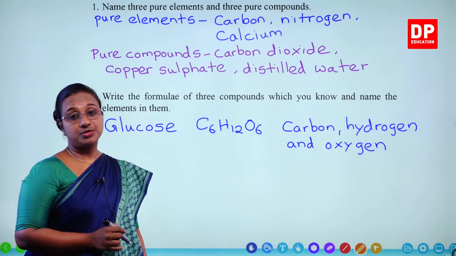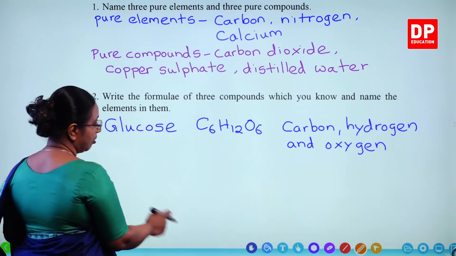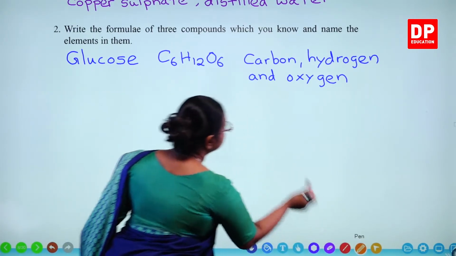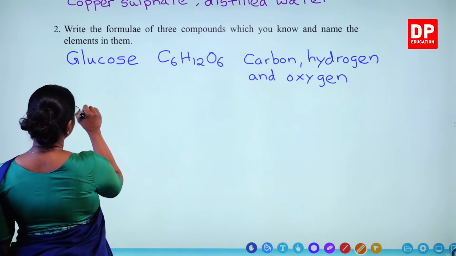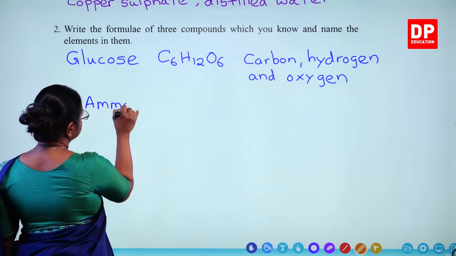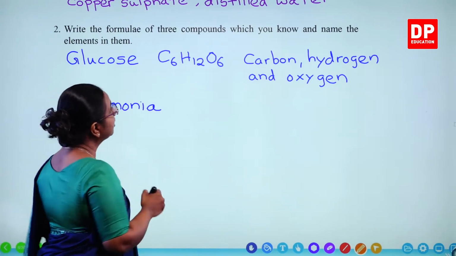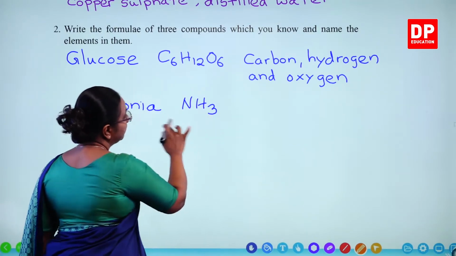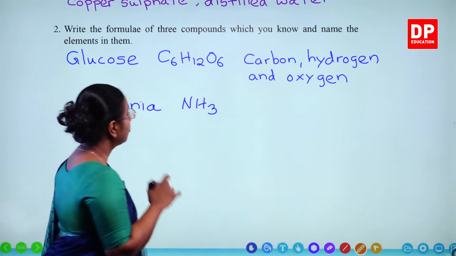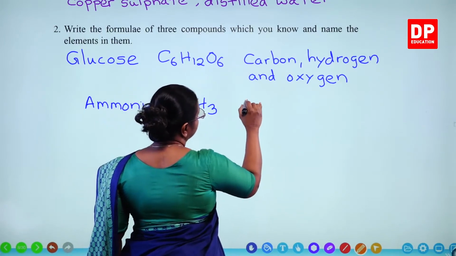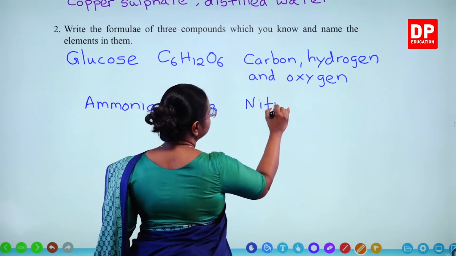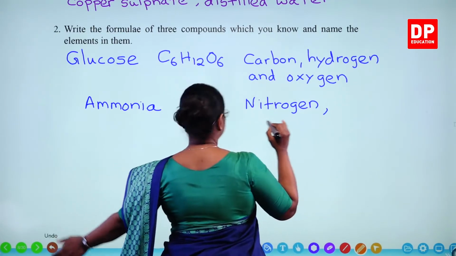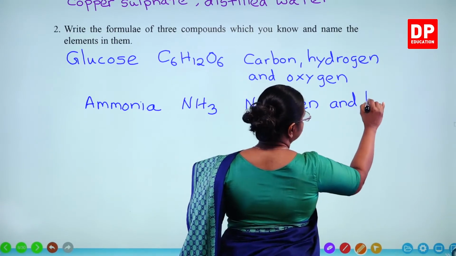What are the other compounds you all know? What about ammonia? You all know the chemical formula of ammonia. So then we have the second compound, ammonia. What is the chemical formula of ammonia? NH3. We have written the structure as well. So what are the elements present? It is nitrogen, N is nitrogen, and H is hydrogen.